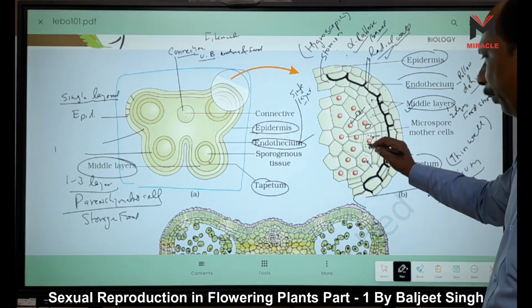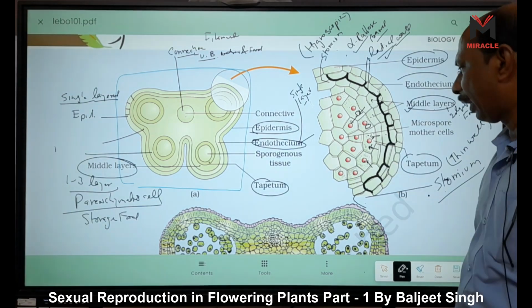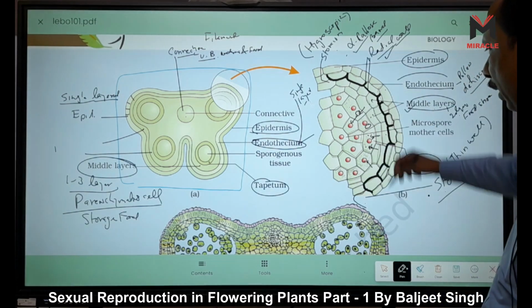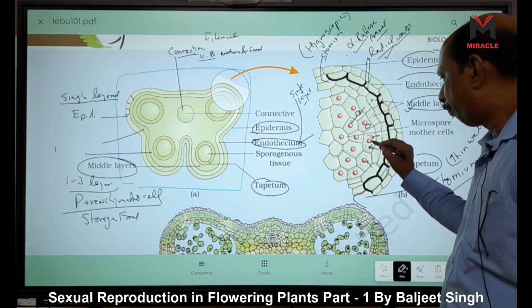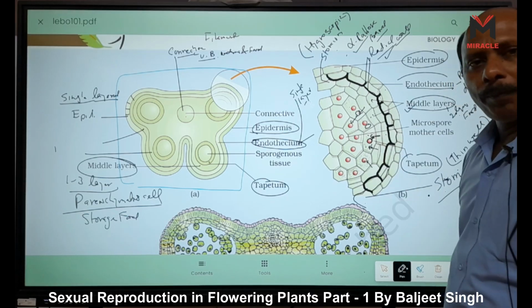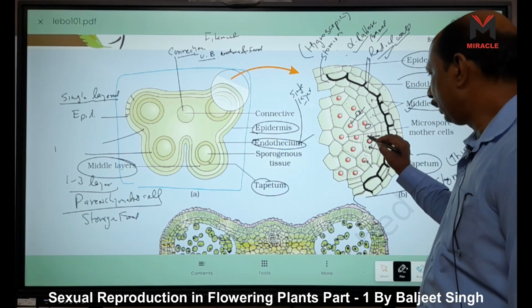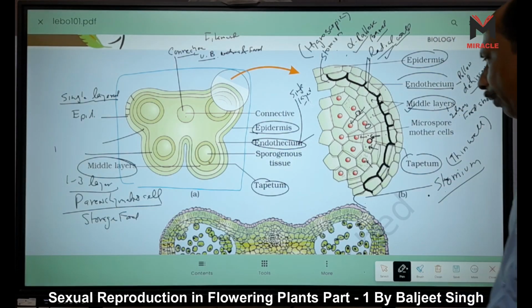Because of the middle layer, the tapetum consumes all the food materials from the parenchymatous cells, and so the middle layer cells get degenerated, right? These tapetum cells get food from parenchymatous cells, and then they transport this food to sporogenous tissues, or spore mother cells, or pollen grains, we can say.